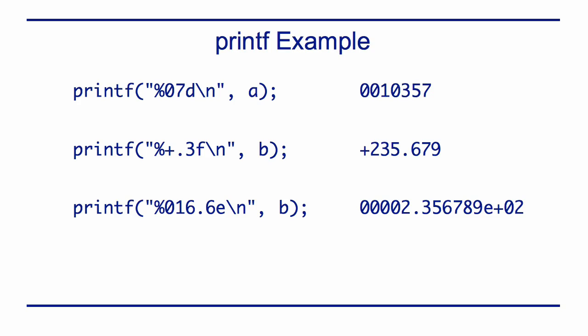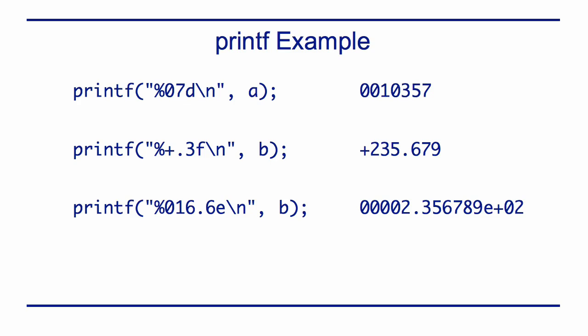In the second example, an F has been used, indicating that we will be printing a floating point number. The period is used to separate the field width, which we haven't specified, from the number of decimal places. Since we have specified a 3 after the period, that means the number will be printed to exactly 3 decimal places. The plus sign at the beginning of the conversion specification indicates that the sign of the number should always be printed, even if it is positive.